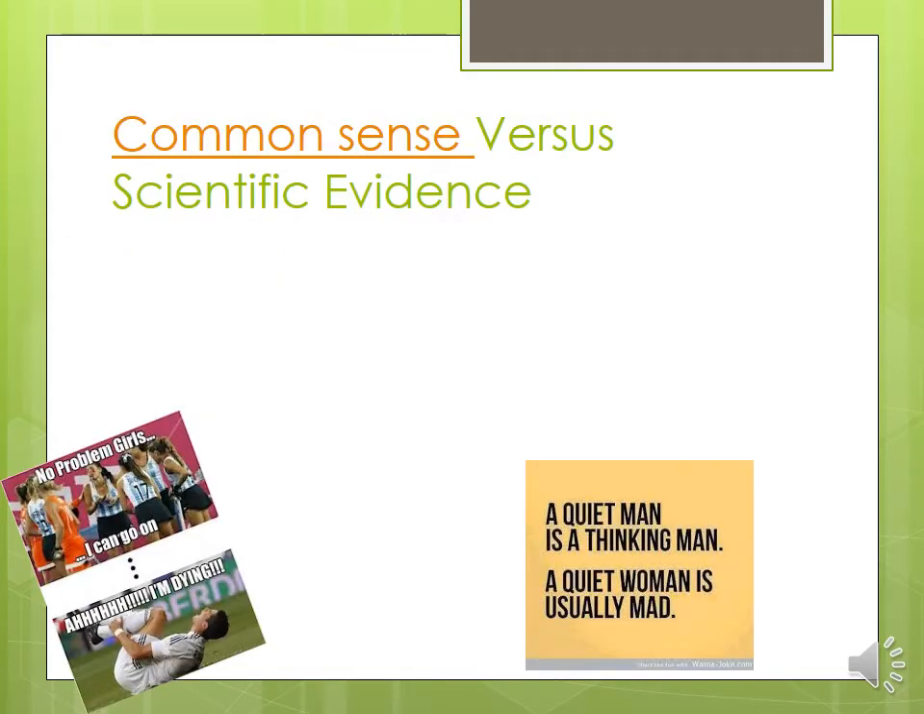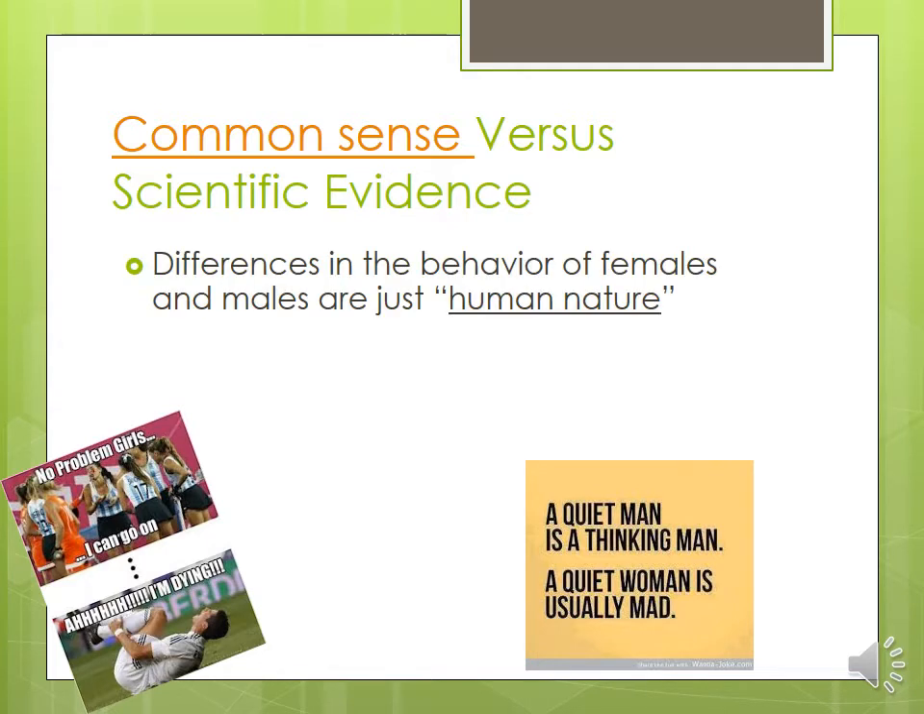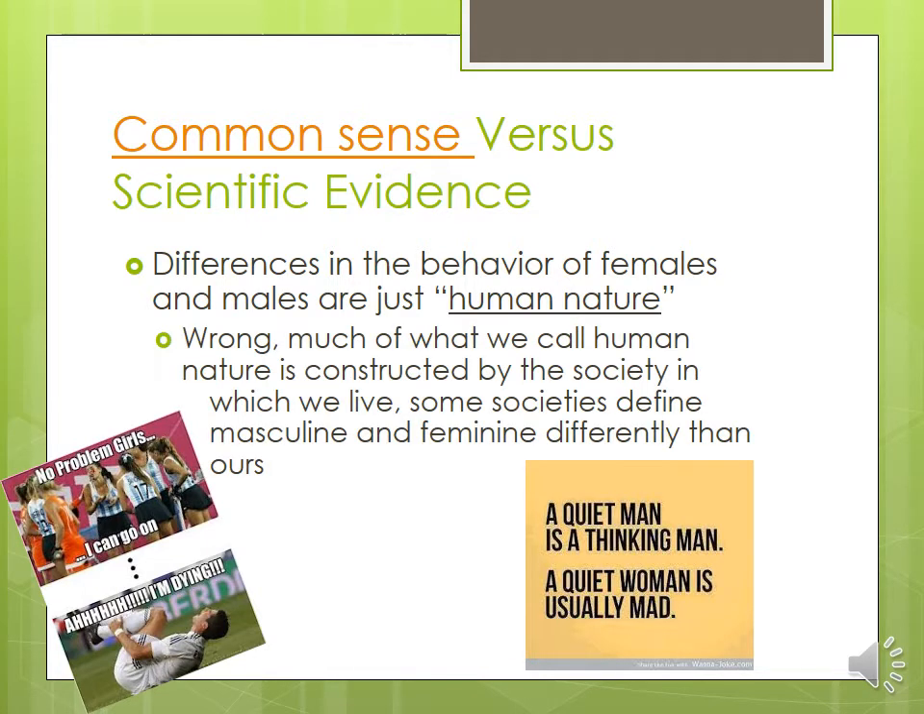It's important to look at common sense versus scientific evidence. Just because there's a statement that is common sense, like the differences between men and women, well, it's just human nature. Women are more emotional and men are far more logical. Well, that's actually not human nature. That's a social construct. It's something that societies have created, and not every society believes that. Things like a quiet man is a thinking man and a quiet woman is usually mad, or women are the frailer of the two sexes. Not all of these things necessarily hold truth when we get into the science of it all.